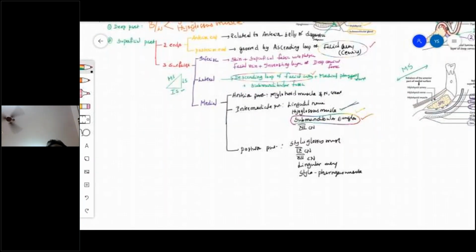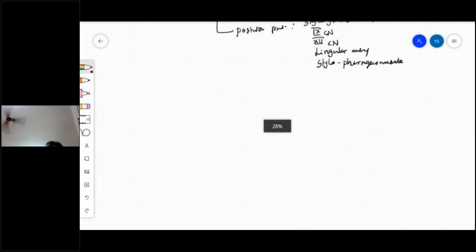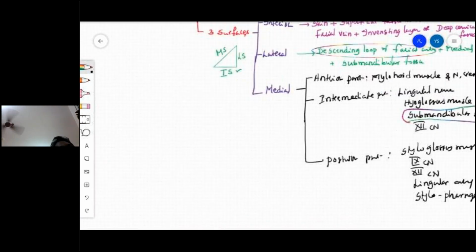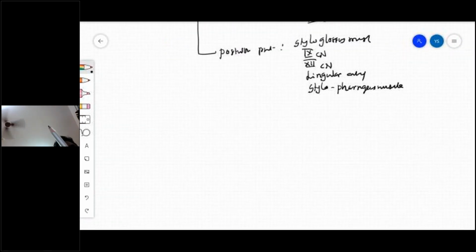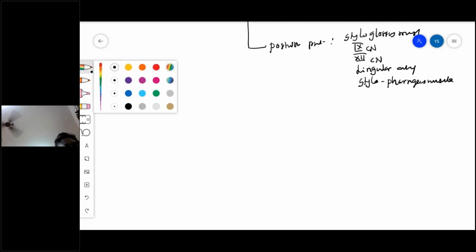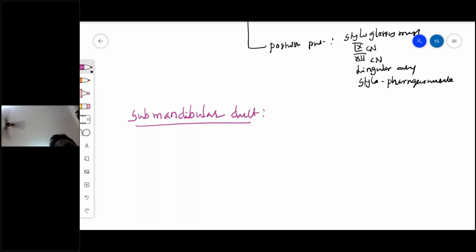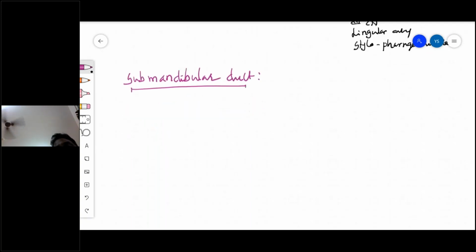Now what remains in the submandibular gland? The duct, the submandibular duct. Occasionally this may be asked as a short notes question. They can ask a 3 marks question on the submandibular duct. So that also we see. First I show you the picture, later we write the notes.